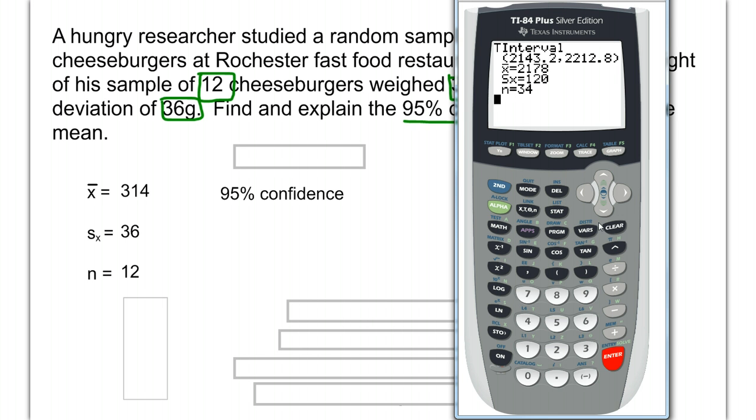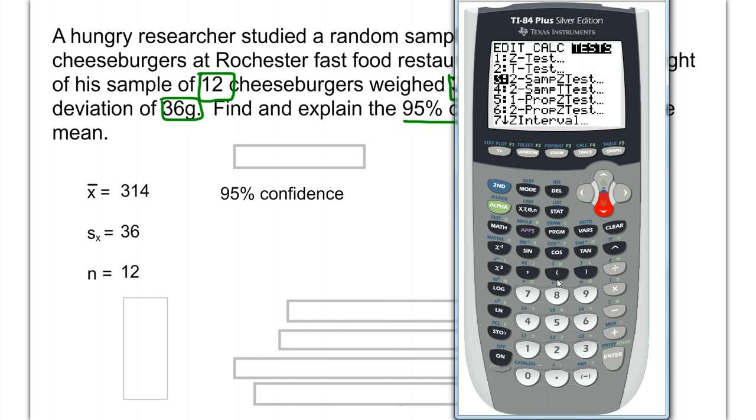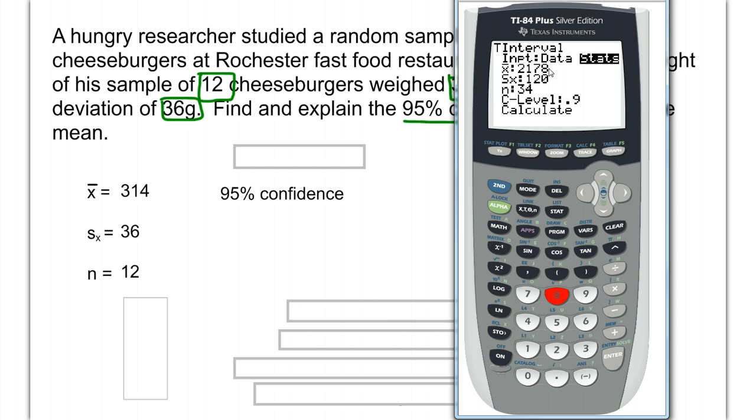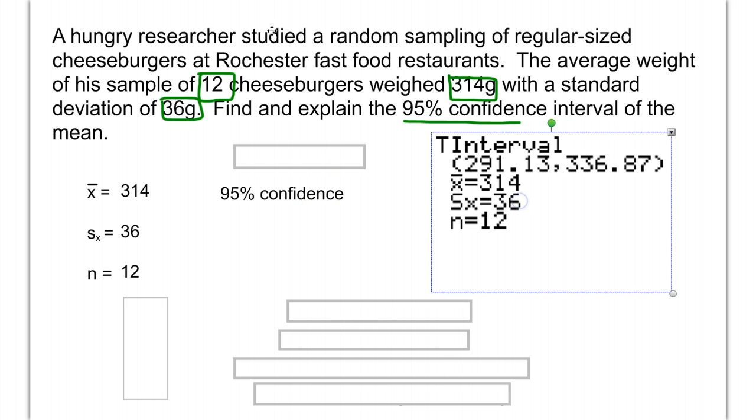Let's go back to our t-interval here. We go to stat, we go to tests, and we go down to the 8th option. I'm just going to push 8 for t-interval. It's already set on stats from the last problem. And my average is going to be 314. My standard deviation is 36. And my sample size is 12. I want to predict with 95% confidence, so I do 0.95. And then I hit calculate. Once this calculates my answer here, I'll drag it over. And this is my interval again. So we go from 291.13 to 336.87.